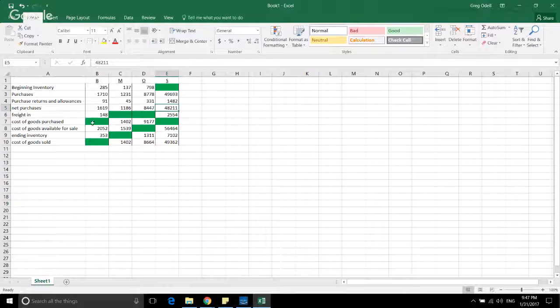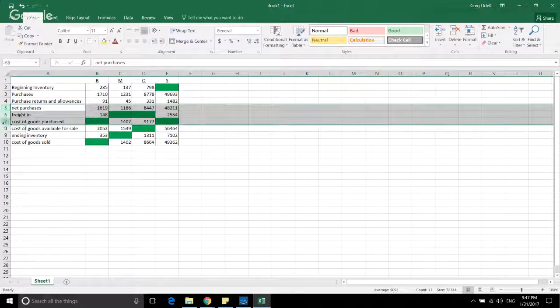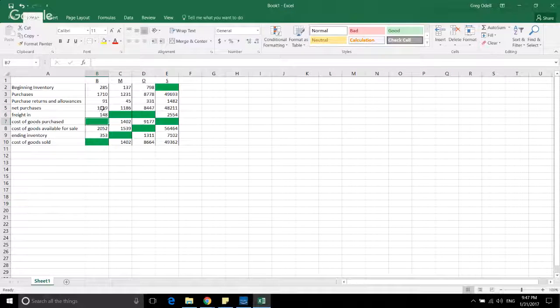Okay, so then our cost of goods purchased is the next formula we're working with here. That's going to be using these three boxes here, and that's going to be net purchases plus freight in, which is going to be our cost of goods purchased. Okay, so this one's easy, especially in Excel. You can even just use an auto sum function, and it'll fill in the final box.